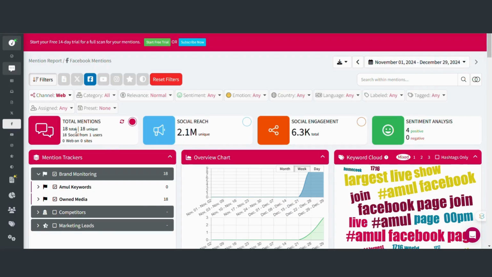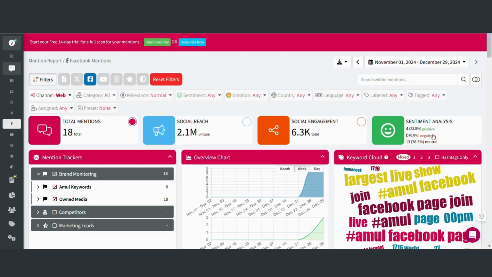So there are around 18 Facebook mentions. The social reach is 32.2 million, with only 2.1 million of them being unique. The social engagements tab shows 5,700 likes, 354 retweets, and 247 comments.